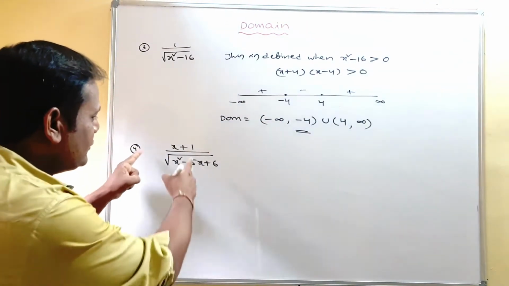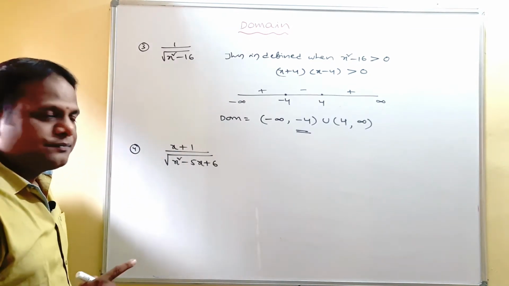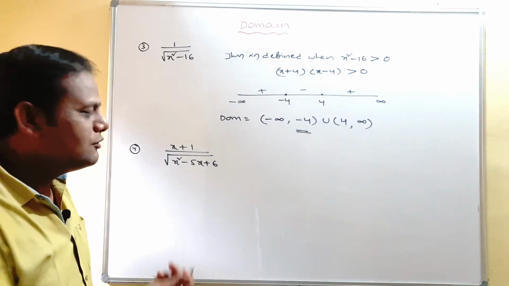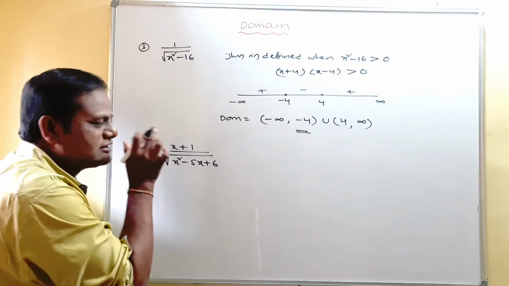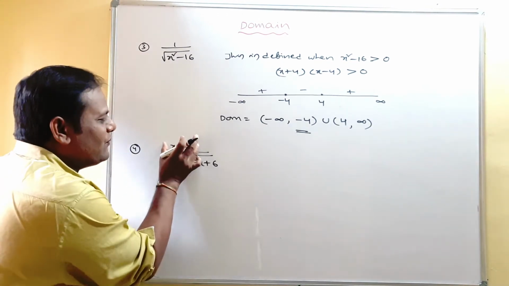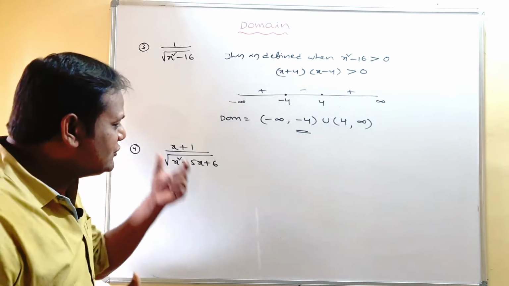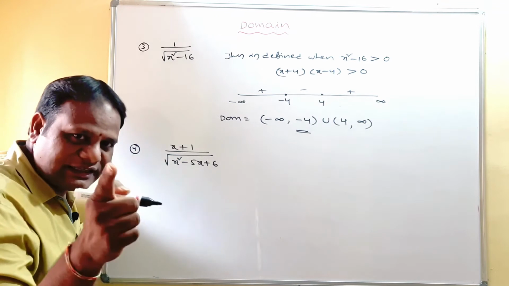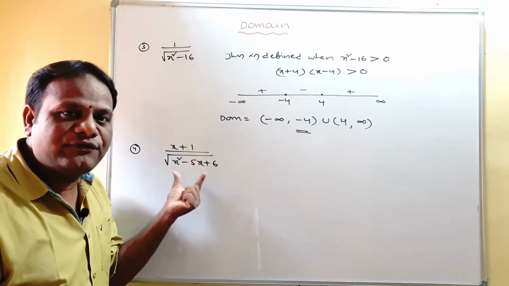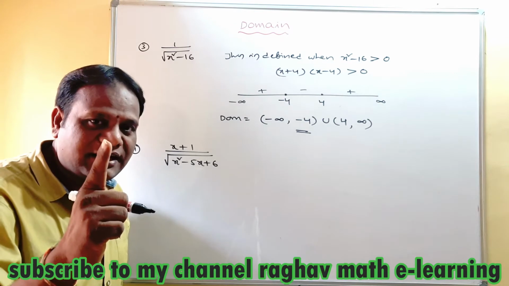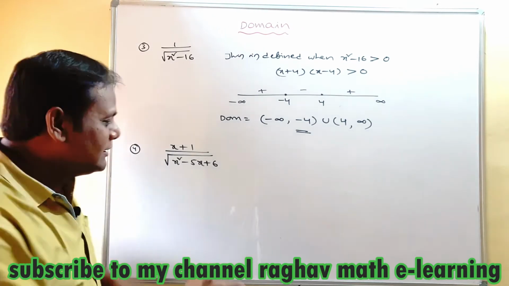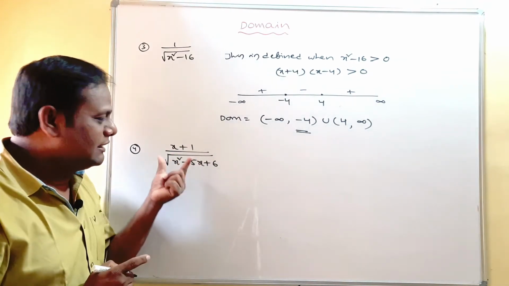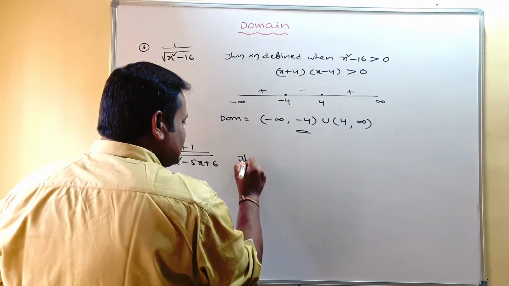Clear? Coming to this, observe this function. With the numerator, do you have any problem? No. Why? Because it is simply a polynomial, x plus 1. Yes, this is defined everywhere. But with what do we have the problem? That is the denominator and square root. In the square root, the function must be greater than or equal to 0. But can we take equal to 0 in this case? No. Why? Because that square root is in the denominator.